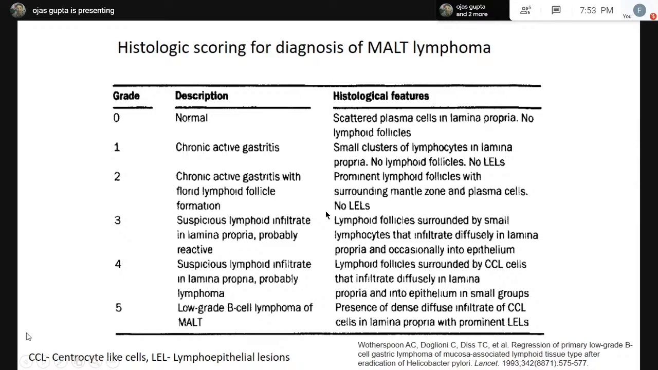So the grade 1, which is the highest grade, was given as low-grade B-cell lymphoma of Malt, and the histological features were presence of dense, diffuse infiltrate of centrocyte-like cells in the lamina propria with prominent lymphoepithelial lesions. The grade 4 was given to suspicious lymphoid infiltrate, probably lymphoma, grade 3 to probably reactive. So the difference between these two were the presence of occasional infiltration into epithelium and presence of diffuse infiltration into the lamina propria with presence of these lymphoid cells into the epithelium in small groups.